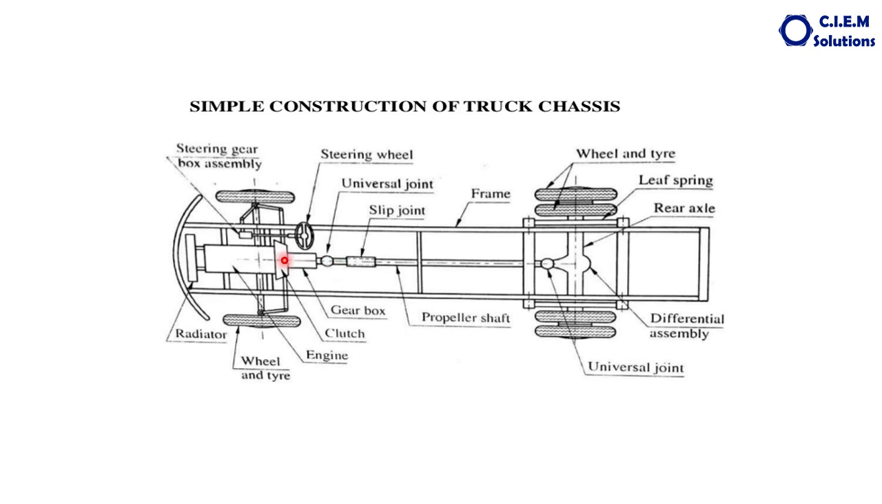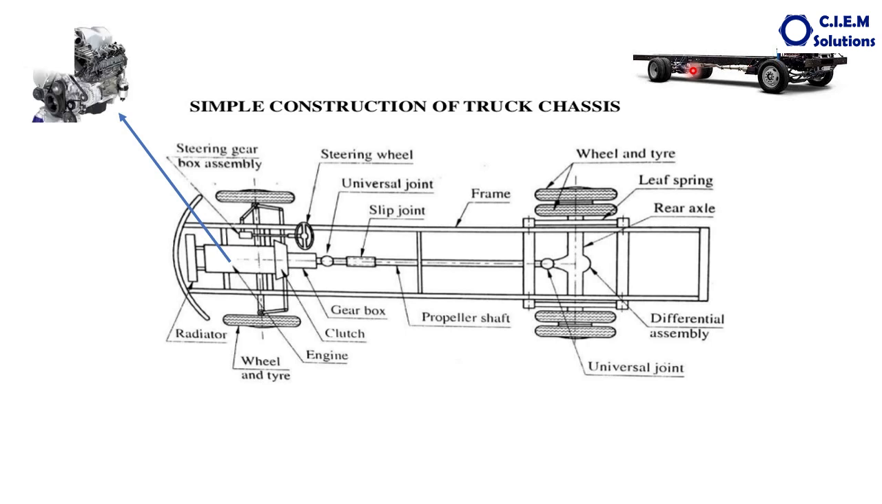Chassis also supports the driver cabin, passenger cabin, and also it holds the controlling mechanism like steering, brakes and all. Now the chassis looks like this. Same chassis can be used for the truck, goods carrying truck, and also for the passenger bus as well. We'll see one by one about the critical component.